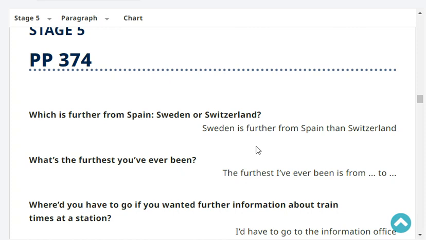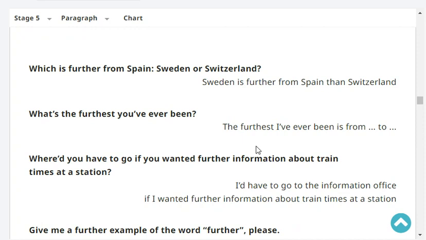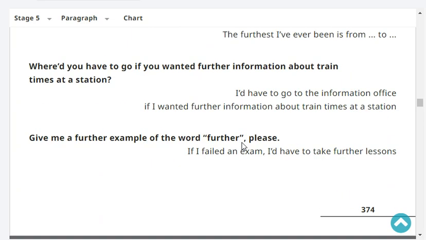Very good. Where do you have to go if you wanted further information about train times at a station? I'd have to go to the information office if I wanted further information about train times at the station. Very good.